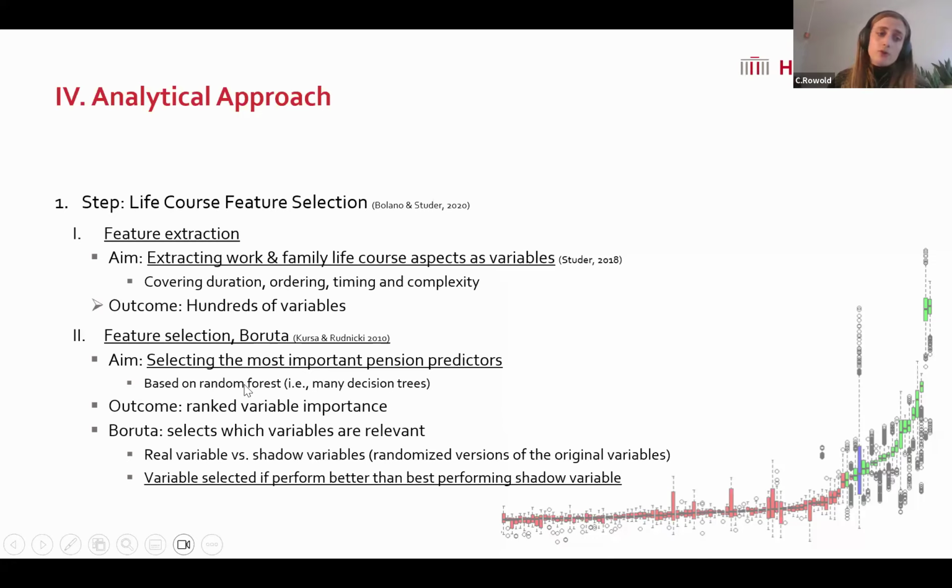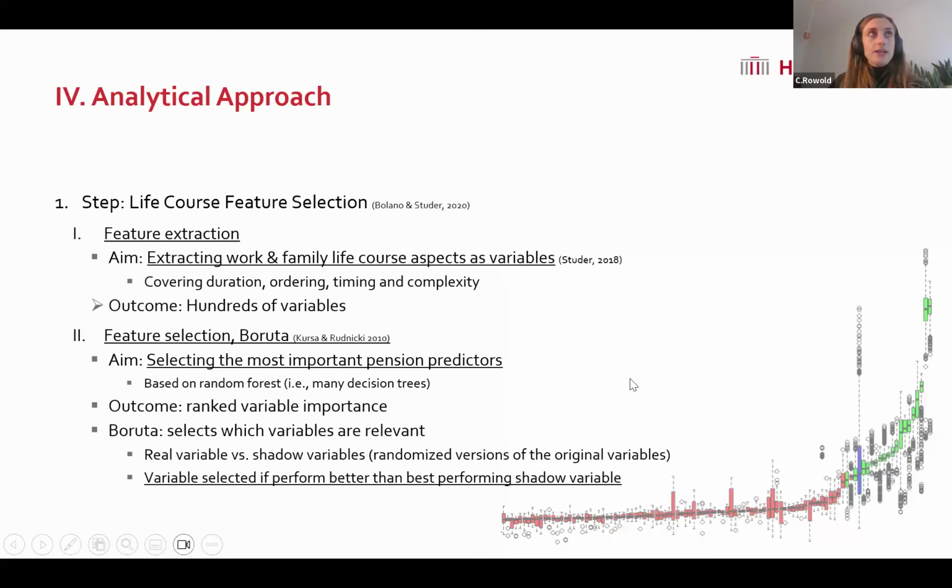That is actually similar to the random forest, but the cool thing about Router is that it also introduces a cutoff point, basically saying, okay, all the variables that do not have this, let's say, minimum importance, we just do not need to consider for our analysis. This is done by basically creating so-called shadow variables, so randomized versions of the original variables, and then the original variables have to compete against their shadows, so to say, and we only select those variables that perform better than the best performing shadow variable, so kind of like random noise variable.